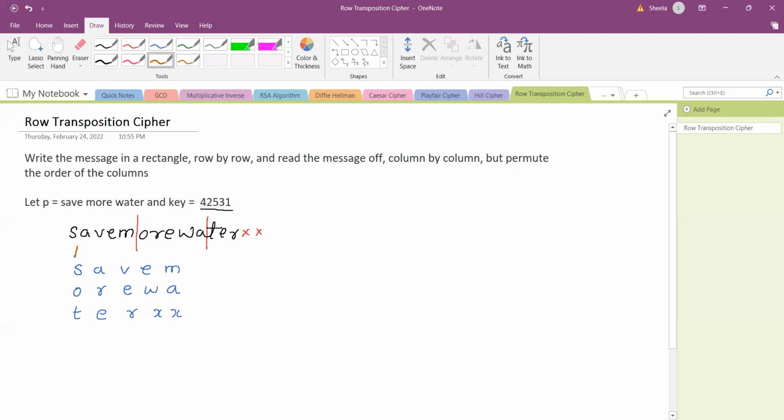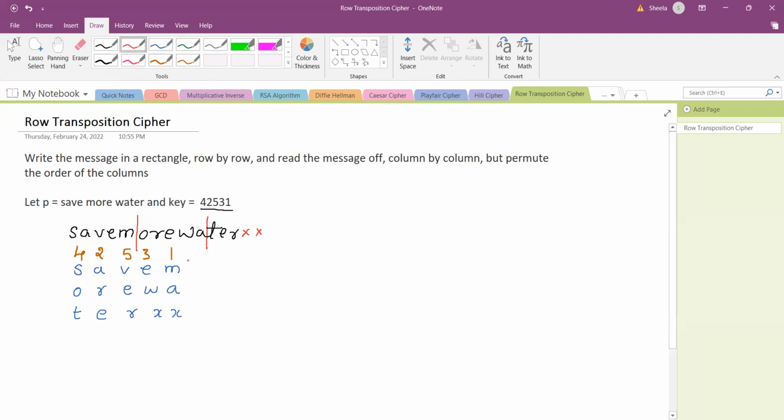Here I need to mention the corresponding column numbers. According to the key, the column numbers are permuted, meaning the order of the column numbers is changed. So the first column is numbered 4, the second is 2, then 5, 3, 1.